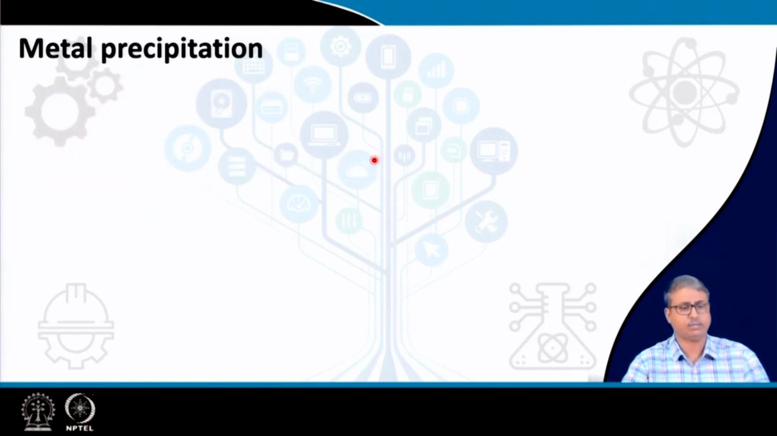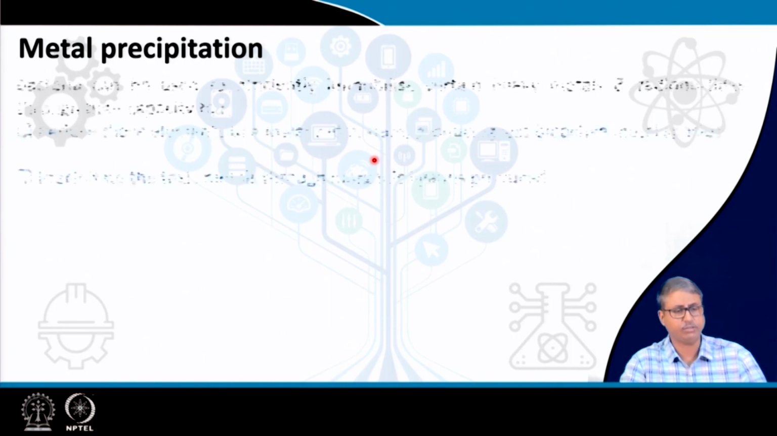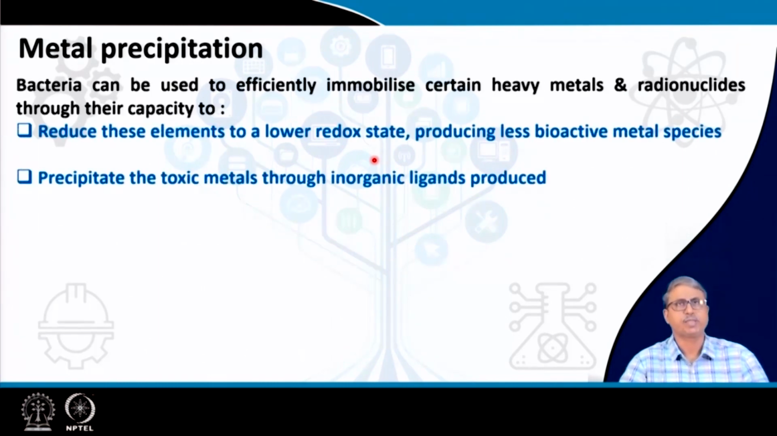Now, this particular process of metal precipitation through redox transformation, basically we are transforming the oxidation state of the metals or the radionuclides, can be achieved by two means. So, bacteria can be used to efficiently immobilize, that is, precipitate the metals or radionuclides, because of their capacity to reduce these metals to a lower redox state, like in the case of uranium, we see uranium 6 to uranium 4, producing less bioactive metals. So, uranium 4 is not at all bioactive because it precipitates.